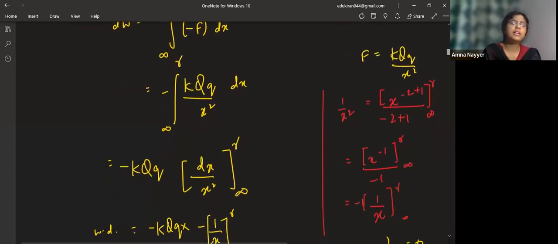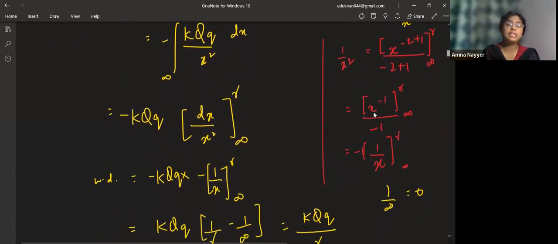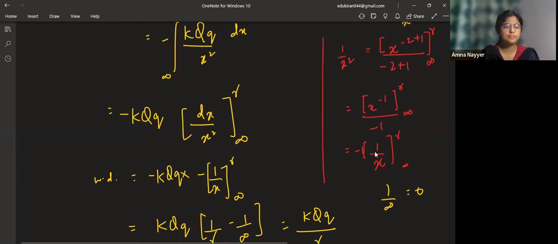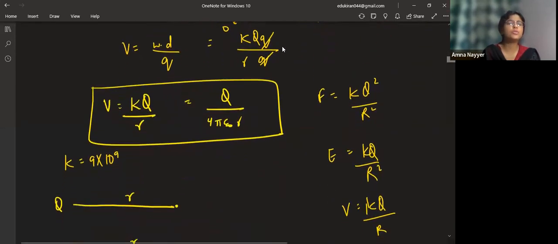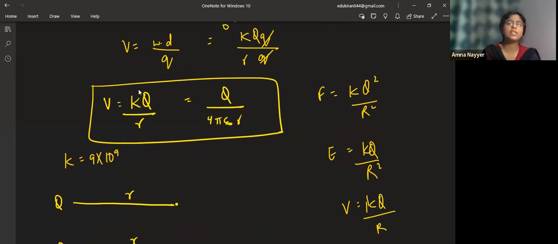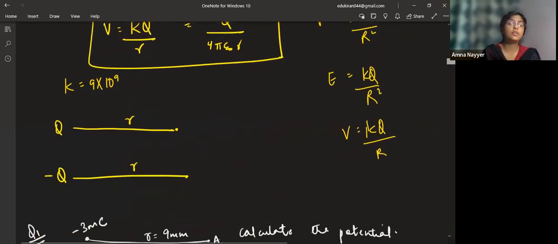Now 1 by x square we have integrated, and it becomes minus 1 by x. So this minus and this minus made the quantity positive, as well as it got multiplied by kq into q divided by r, because the term with 1 by infinity is 0. So work done was obtained as kqq by r. One q gets cancelled, so potential becomes kq by r, where q is the charge, k is the constant 9 into 10 to the power 9, and r is the separation.